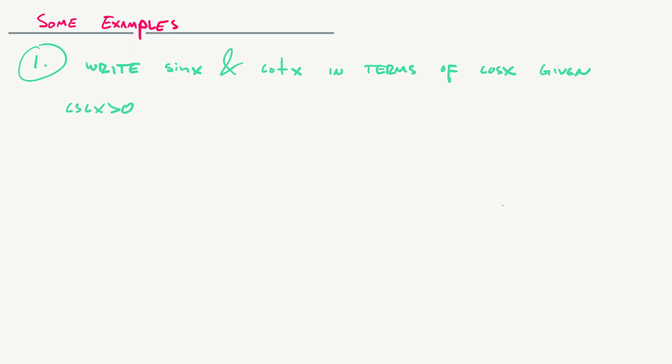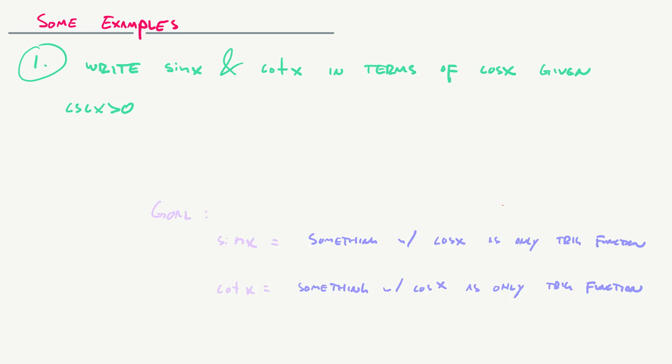Okay, so let's do some examples. Let's use these identities because that's why we're learning them, to use them. Let's write sine x and cotangent x in terms of cosine of x, given that cosecant of x is greater than 0. Now, when you first read this, you might be like, what the heck are we even doing here? Well, here's the goal. We need to write sine of x is equal to, and then after the equal sign, the only trig function that should show up is cosine of x. That's what writing a function in terms of another function is all about.